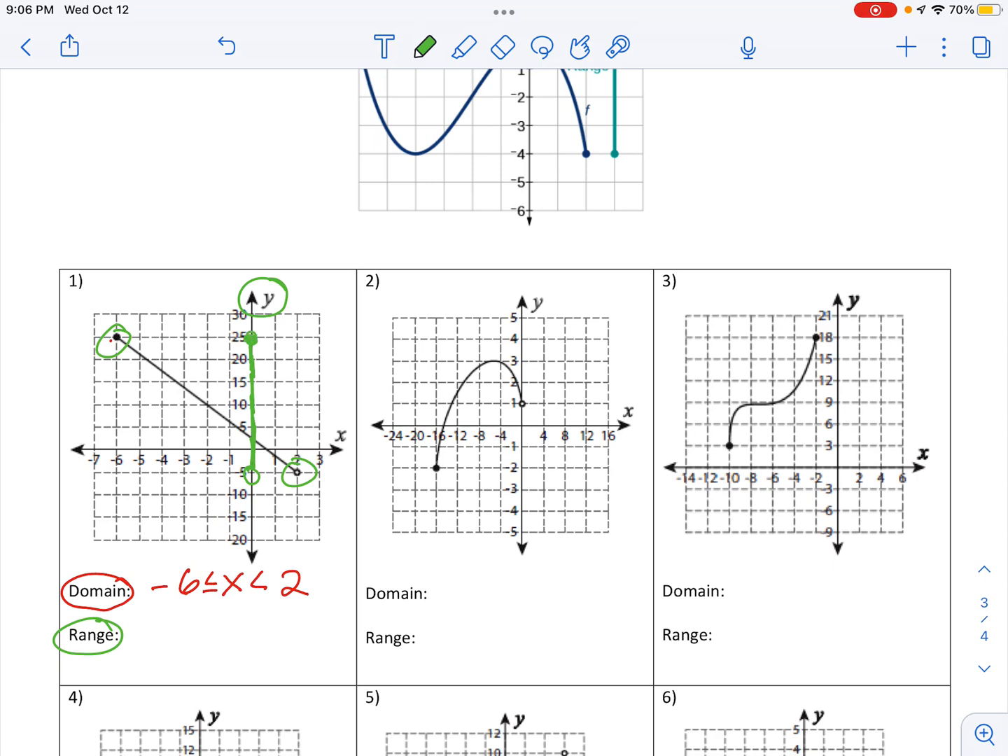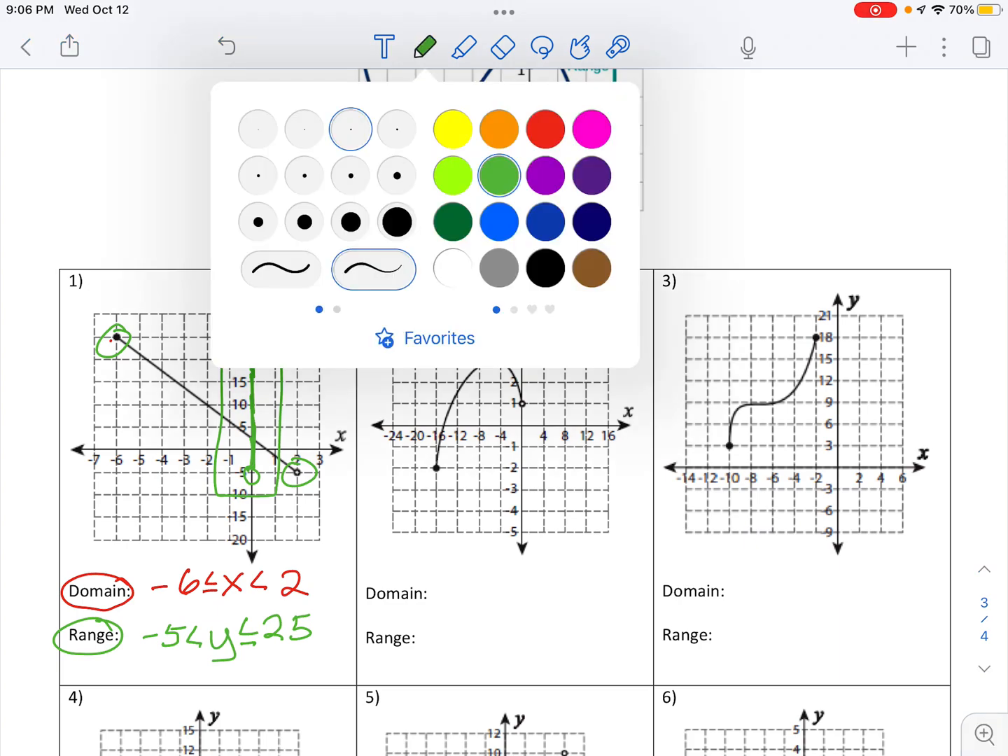So we're going to write a compound inequality for this. We're talking about y's this time because it's range. So the range goes from the lowest y value of -5 up to the highest y value of +25. At -5 is an open circle, so we're going to put it without the equal to bar. And at +25, it's a closed circle, so we're going to put the equal to bar there. Basically that's what we're going to be doing for each of these graphs.